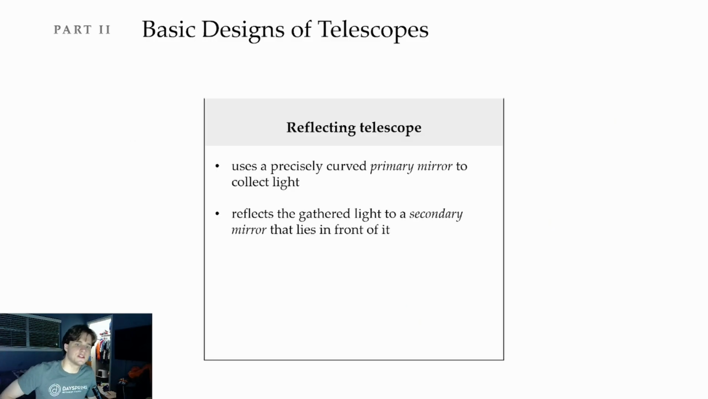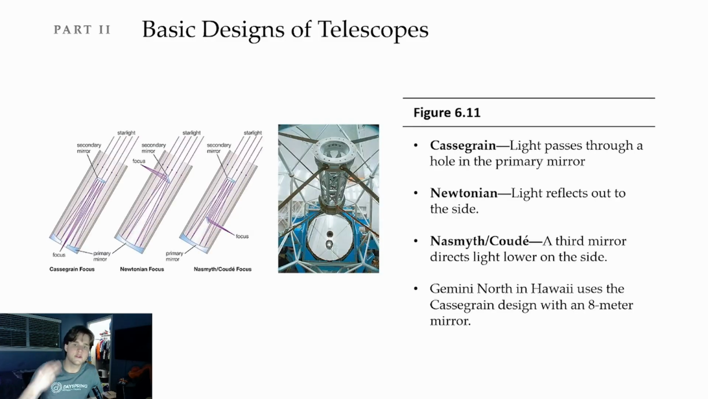But the second kind of telescope is a reflecting telescope. And this uses a precisely curved primary mirror to collect light and reflect it into a secondary mirror that lies right in front of it. And there are 3 examples of what this looks like. First is the Cassegrain, where the light comes in through the top, bounces to the bottom, and comes into a secondary mirror bouncing to a focus point on the other side. And I would say this is the most similar to a refracting telescope.